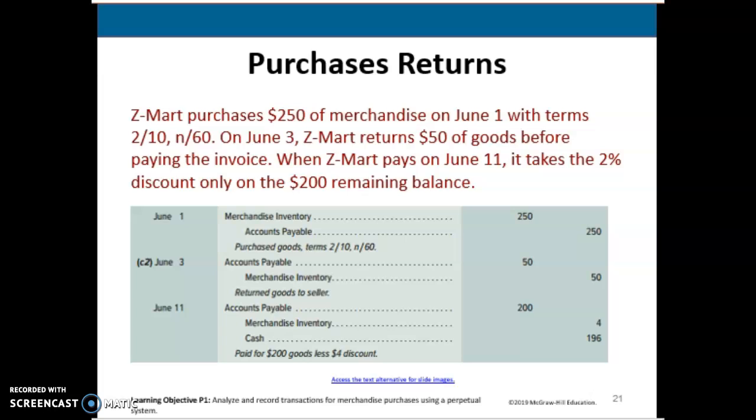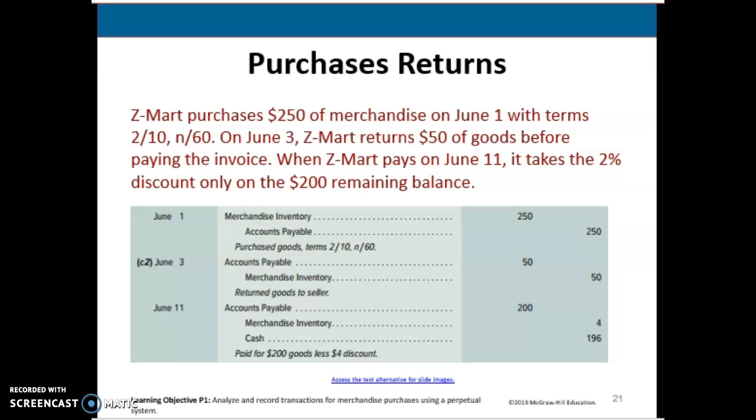Then when they pay on June 11th, we're taking a 2% discount. Remember though, we can only take the discount on what we actually owe them. If we started with $250 and we returned $50, then we actually only owe them $200. So that's what we're going to pay on. So we're going to debit accounts payable for the full $200.